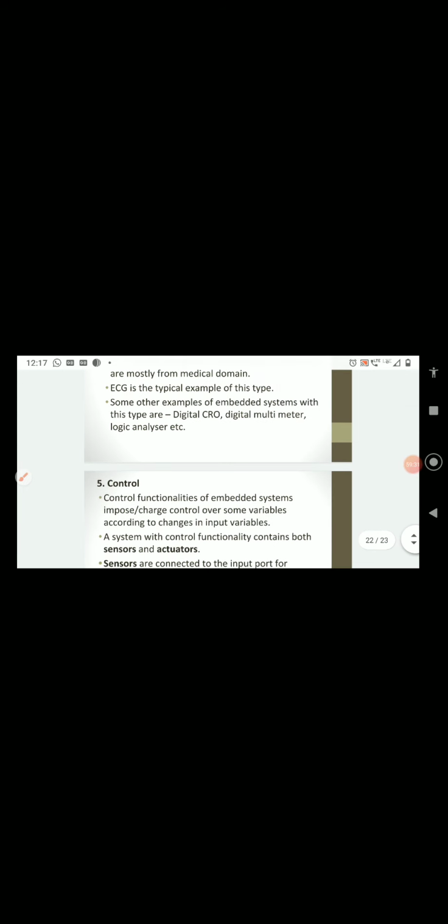Now we'll see the control part. Here, the control functionalities of the embedded system impose control over some variables according to changes in the input variable. Some embedded systems are used in the control part. A system with control functionality contains these main components: sensors and actuators.